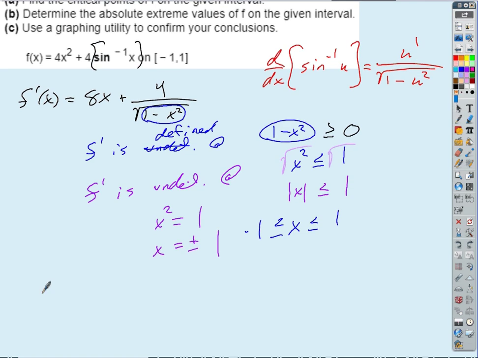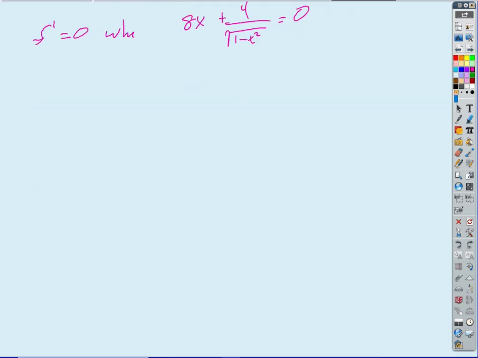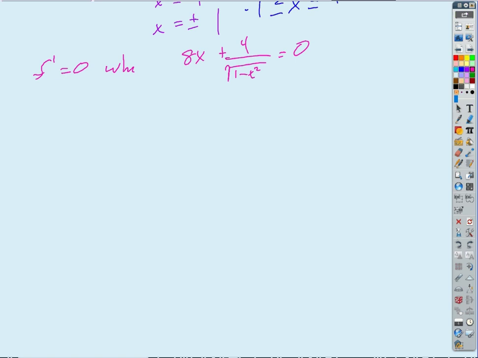So f prime equals 0 when this expression equals 0, right? Or when this expression equals 0. So when 8x plus 4 divided by the square root of 1 minus x squared equals 0. So this is some kind of good math too. This is sort of fun math here. We got to solve that. Radical equation. So what would we do?